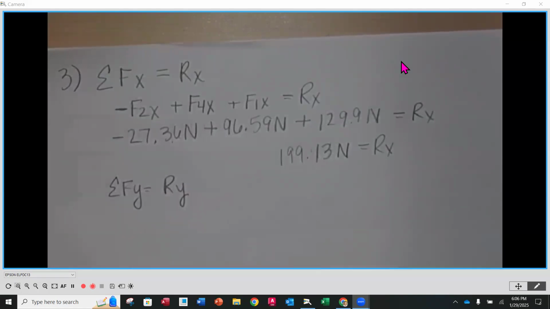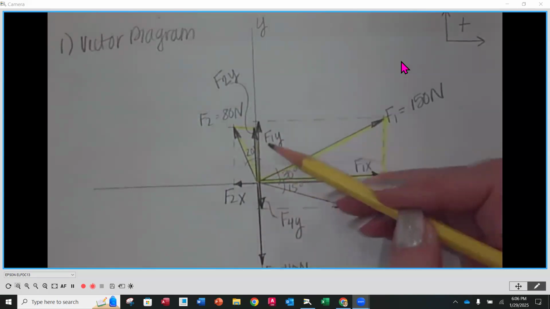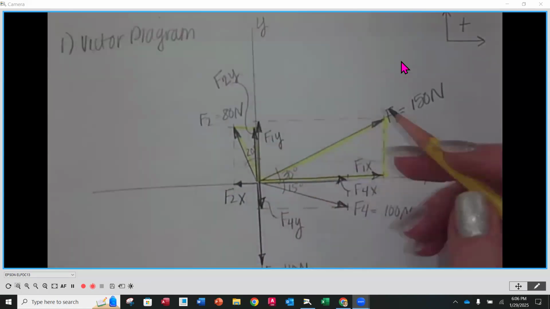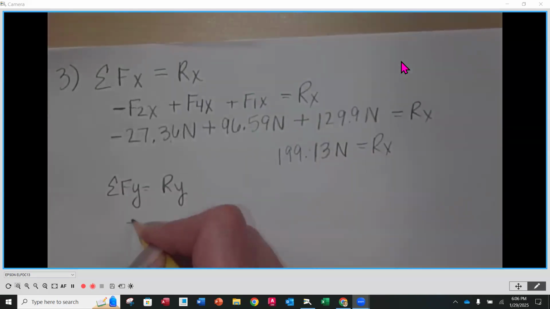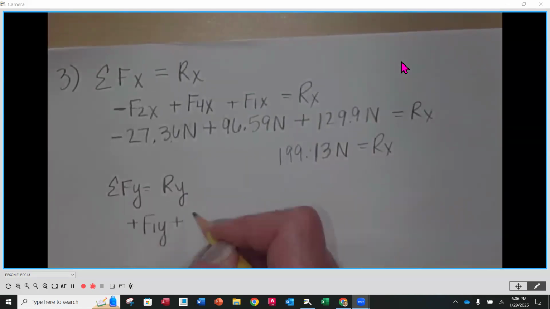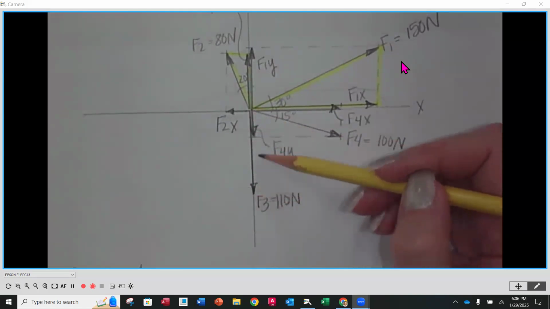Right. Now we're going to go back to our diagram. We're going to look vertically. Okay. We've got a positive F1Y and a positive F2Y. Right, so I'm going to write those first. Positive F1Y, positive F2Y. Then as we look down, I've got two forces.